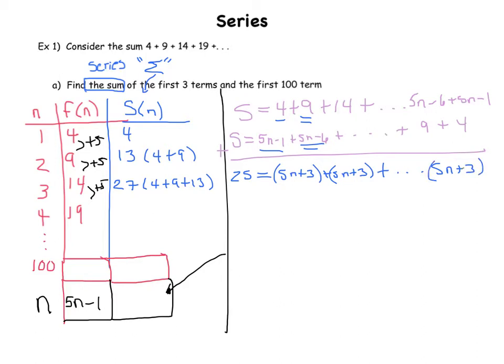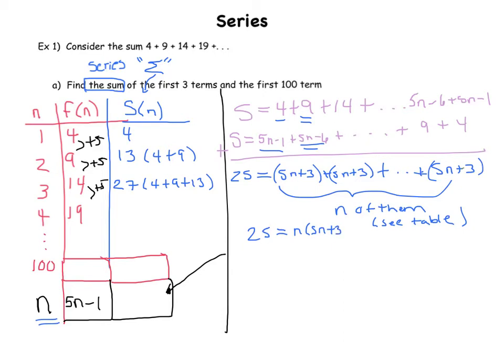All right, and so what's the next question we ask? Well, we ask how many there are, and I claim this is really easy. There's n of them. And I'm going to put a little note, see your table. Because if you look at the table, clearly we're adding up n terms, because 5n minus 1 is next to the n in our input list. All right, so we know there are n of them, so that means that 2s equals n times 5n plus 3. And so now we divide by 2, and we get our answer.